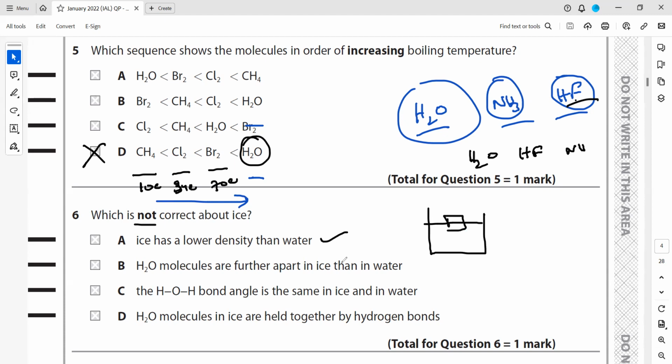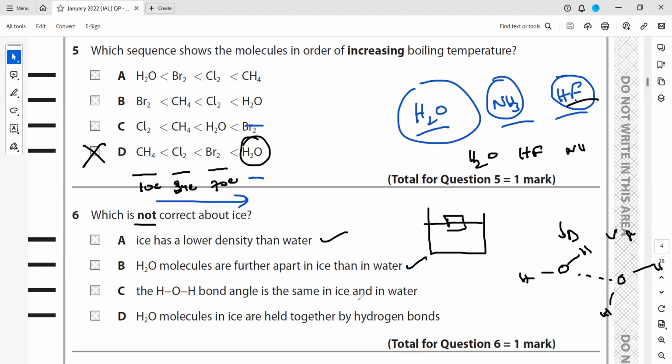H2O molecules are further apart in ice than in water, because when ice is formed in the solid state, the spacing between the molecules increases. So when the spacing increases, the density will decrease. And as the density decreases, it can easily float on the surface.